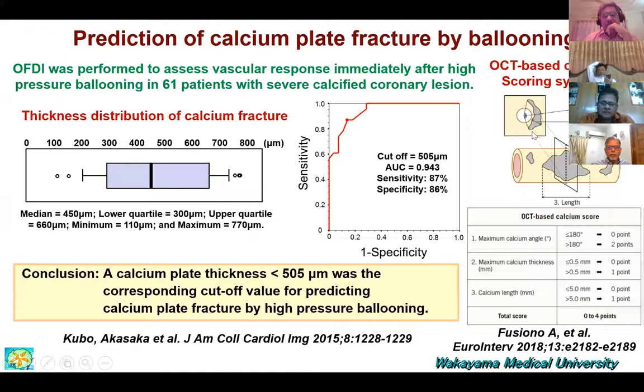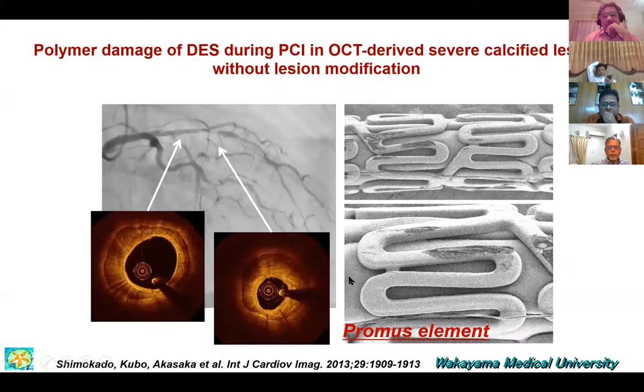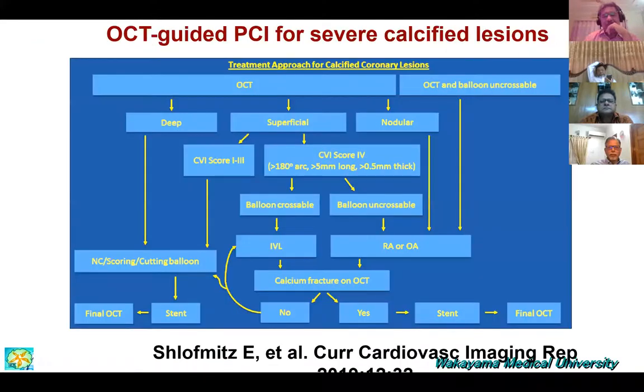And Dr. Fujino from CRF demonstrated a scoring system: maximum calcium angle more than 180, thickness 500 micron, and length more than 5. There are 0 to 4 points, and if the score is 4, it might be difficult to make a crack, and some ablation should be required to modify the lesion. Because if you try to put in a stent aggressively, there is some damage to the stent, as shown. Polymer damage can be expected, as shown in this slide. Therefore, it is important to make a crack. And this is an OCT-guided approach to severe calcification.